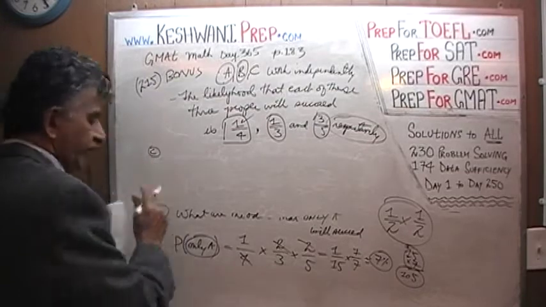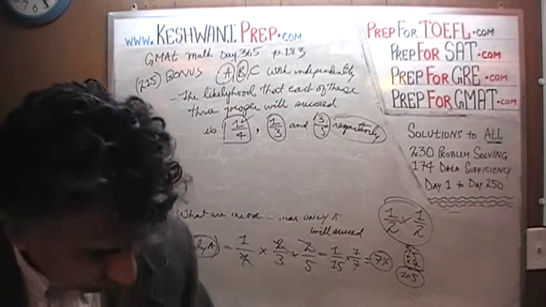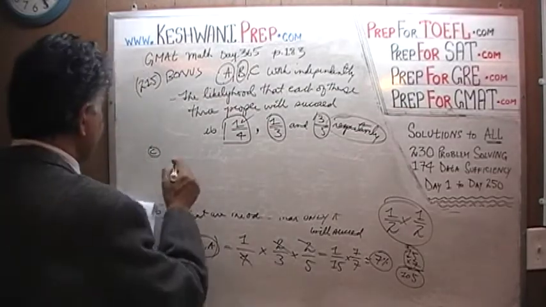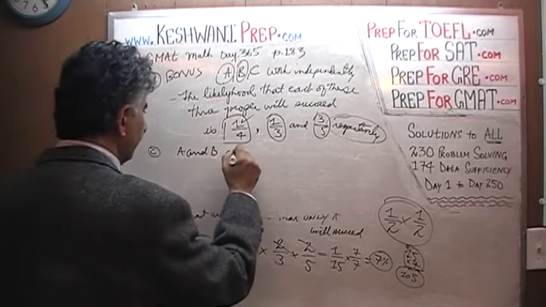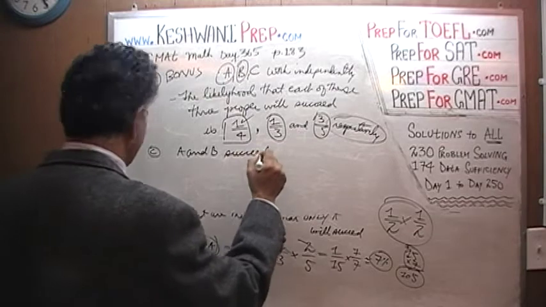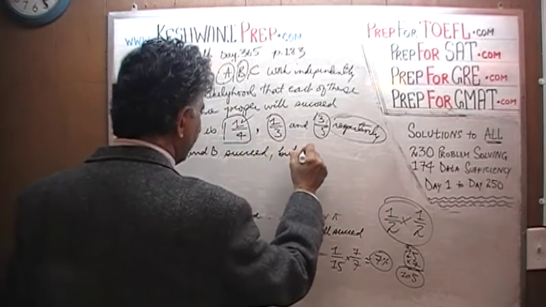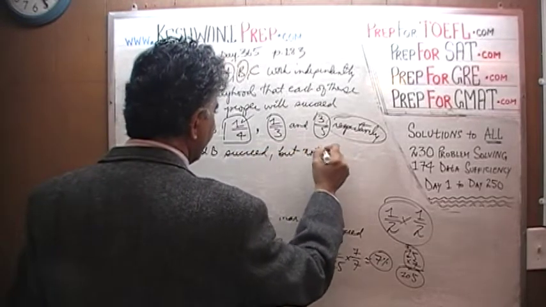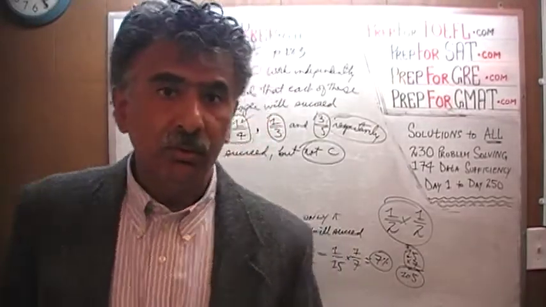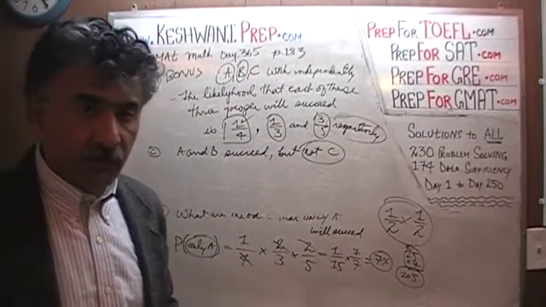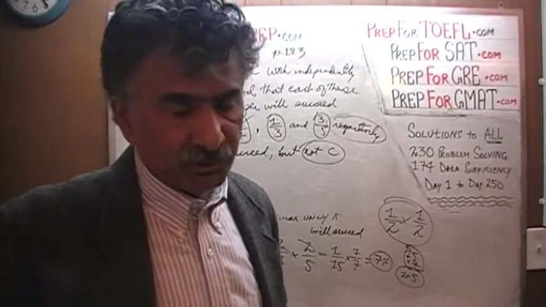Let's do one more. Part C. What are the odds that A and B will succeed, but not C? Again, this is going to be very low. These odds are also going to be very low, because again, we are in a very similar situation.